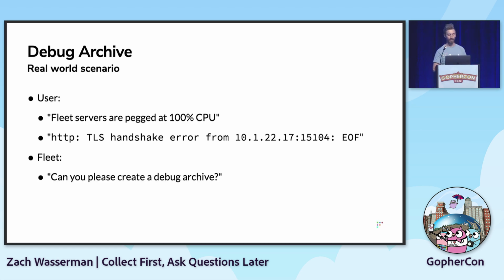And we can look at how this actually worked in a real world scenario. So we had a real report from a user on our Slack who said, our fleet servers are pegged at 100% CPU. We can't figure out why. We're seeing these errors in the logs. TLS handshake error, EOF, like tons of these errors in the logs. And the first thing that we said is, can you please create one of these debug archives?